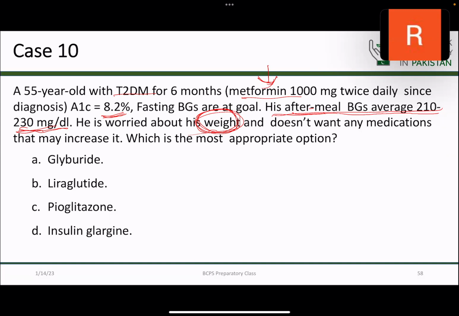So every agent here has a side effect of increase in weight, except one, which is actually liraglutide, which is a GLP-1 receptor agonist.